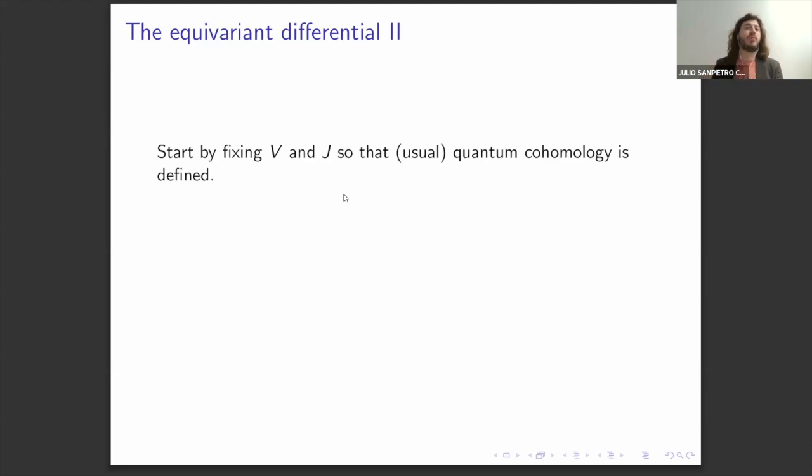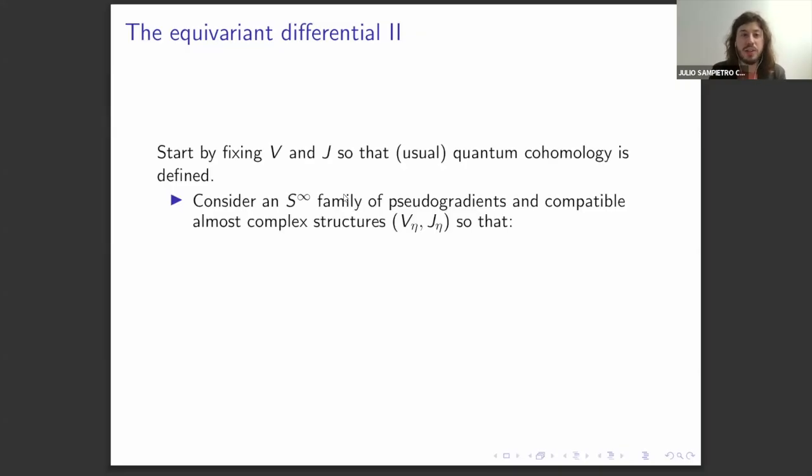How do we define the equivariant differential? So we start with V and J such that usual quantum homology is defined. And now I consider an S1 family of pseudogradients and almost complex structures, V eta, J eta, such that if I go to minus eta, I just pull back the perturbation data by the involution.